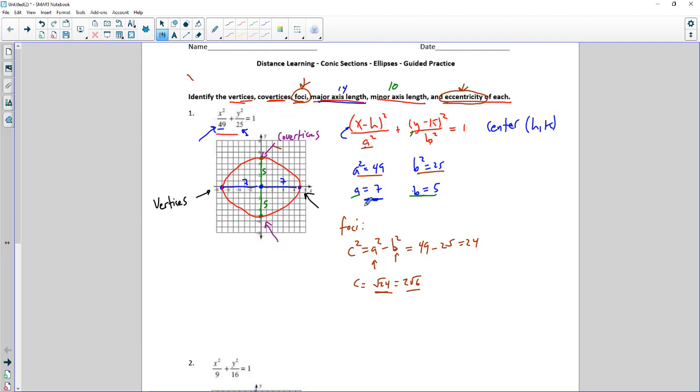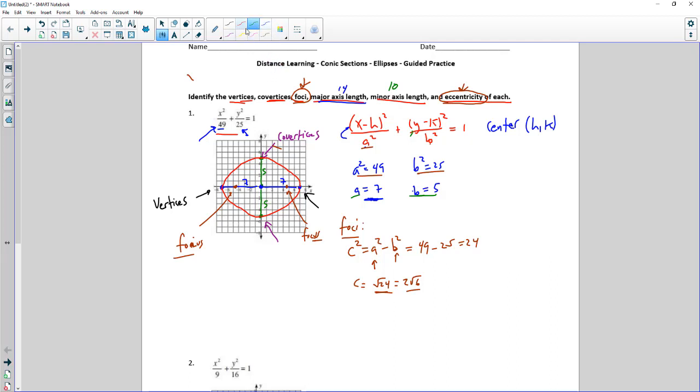The foci are always located on the major axis, which is the longer of the two. So we're going left and right. It's on the x-axis here that is the major axis. So from the center, we're just going to go root 24 to the right and root 24 to the left, which is just a hair underneath 5. So it's going to be right here, and root 24 to the left, which is just underneath 5, is about right there. These are referred to as foci. Individually, they're called a focus. Each one of them is a focus. Together, they're called foci.